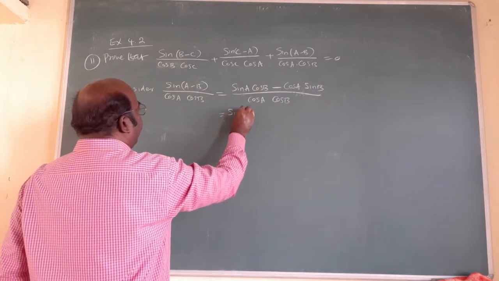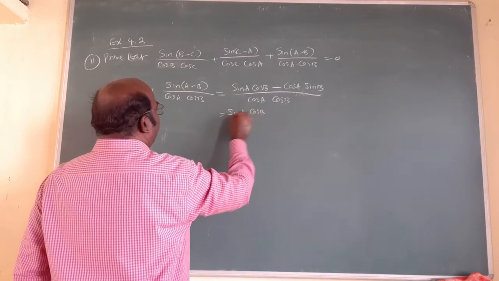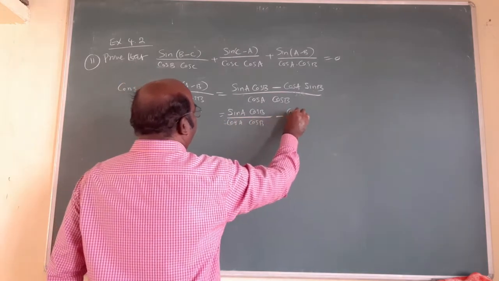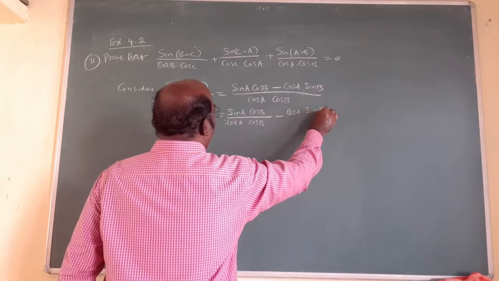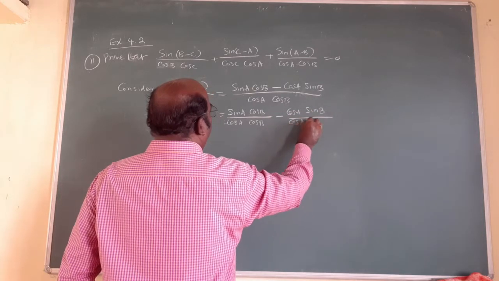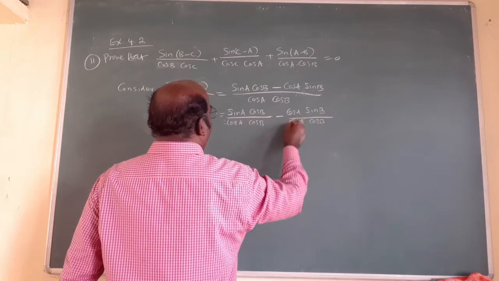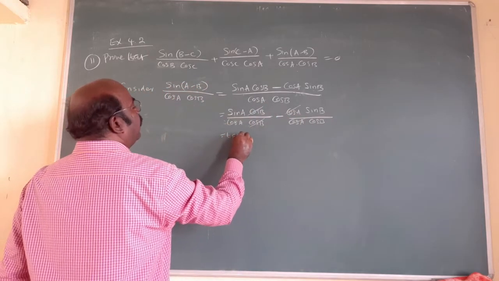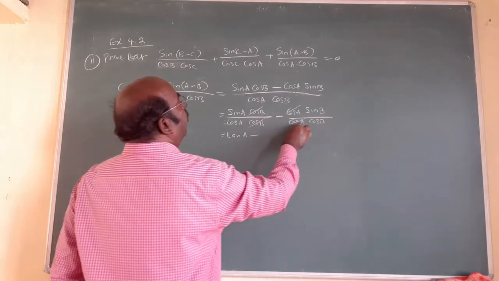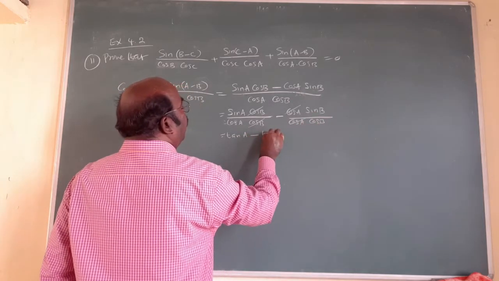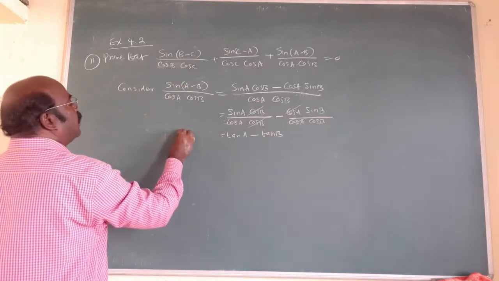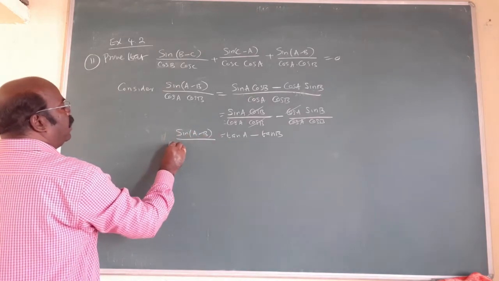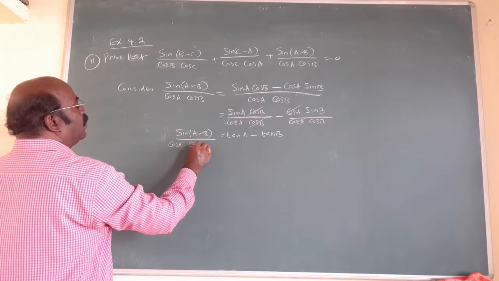Now this can be written as sin a cos b over the denominator, minus cos a sin b divided by cos a into cos b, the denominator. This will cancel, this will cancel. Sin a by cos a is what? Tan a, minus sin b by cos b is what? Tan b. So sin(a − b) divided by cos a cos b is tan a minus tan b.